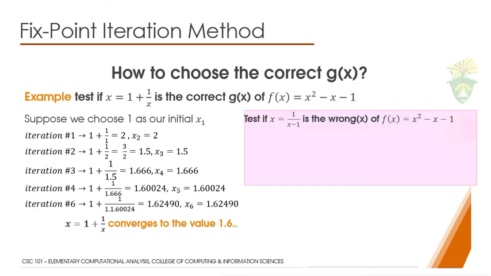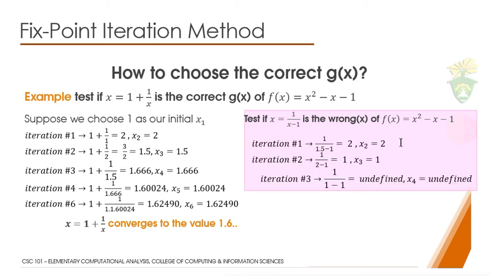Now, let's try katong sayop nga version sa atong g of x. So, start ta og iteration 1. So, tag 2. And then sa x2, nahimo siya 1. No? And then sa next nahimo na siyang undefined. We cannot divide a number by 0. So, basically, sa iteration 3 pa lang, sayop na ang atong g of x. Di na niya makuha ang atong x value. Di na siya ka-converge. In this case, it's concrete to see na this one is the correct g of x.